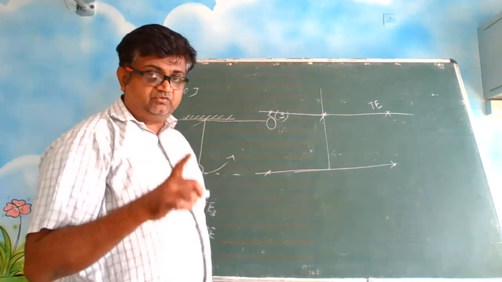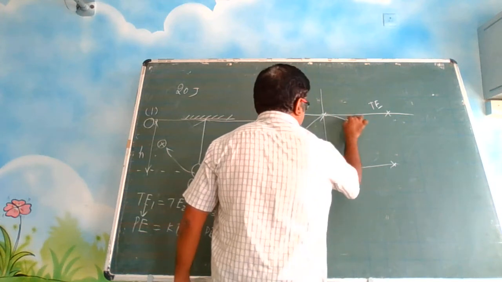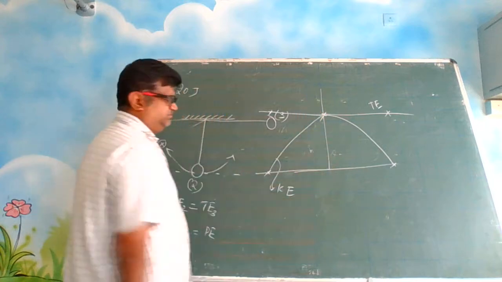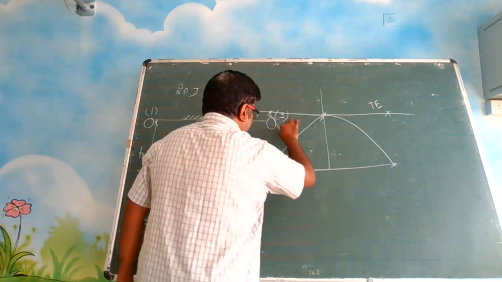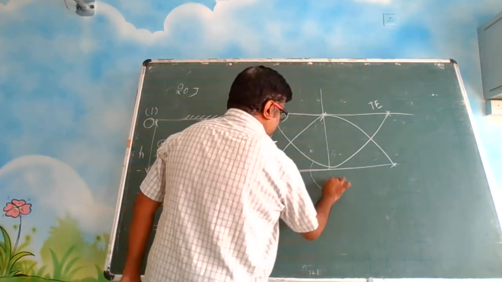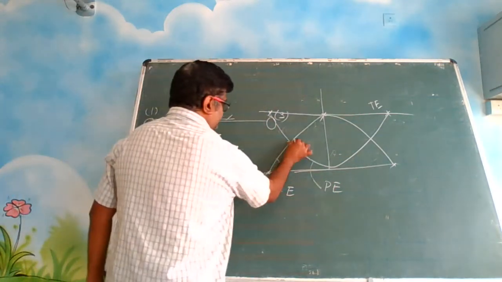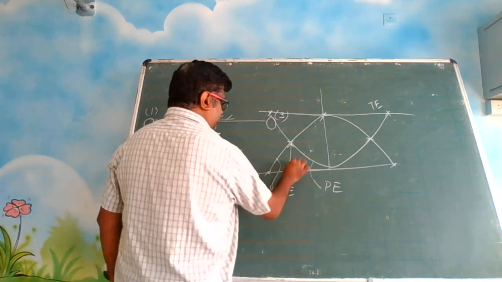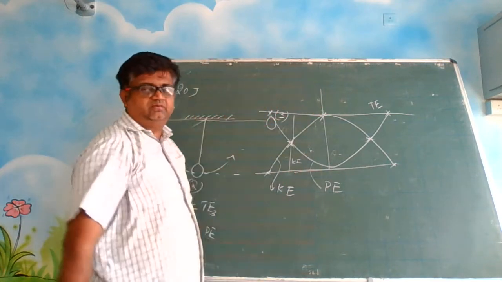It is half mv square, no? Parabolic. So this is the variation of kinetic energy. This is the variation of potential energy. This line is the variation of potential energy. So there are points, these are points. Here you have some kinetic energy and some potential energy, but the sum total is total energy only.